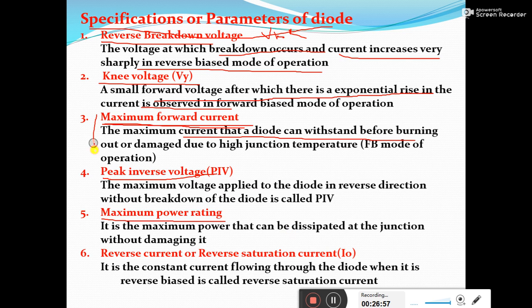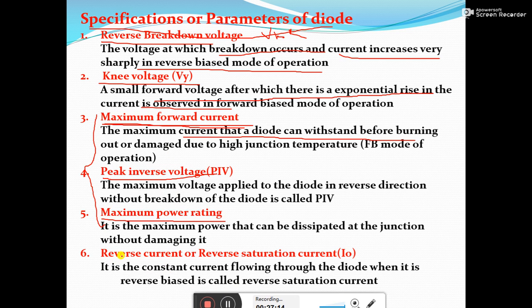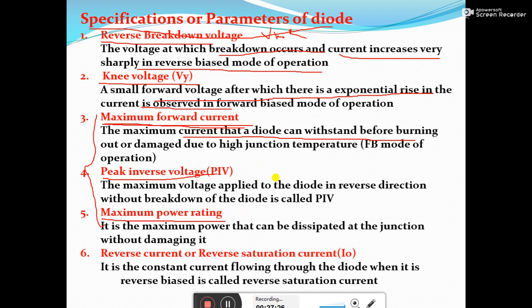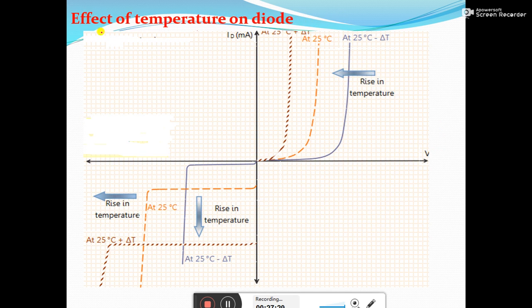So these are the three terms which should be taken care of, because beyond this the diode will get permanently damaged. So it should be operated within these permissible limits only, then the diode can be operated safely. Next, the reverse saturation current, as we can see in the previous slide, this is a small current that will flow in the diode whenever it is reverse biased due to minority charge carriers, very small current of the order of microampere.